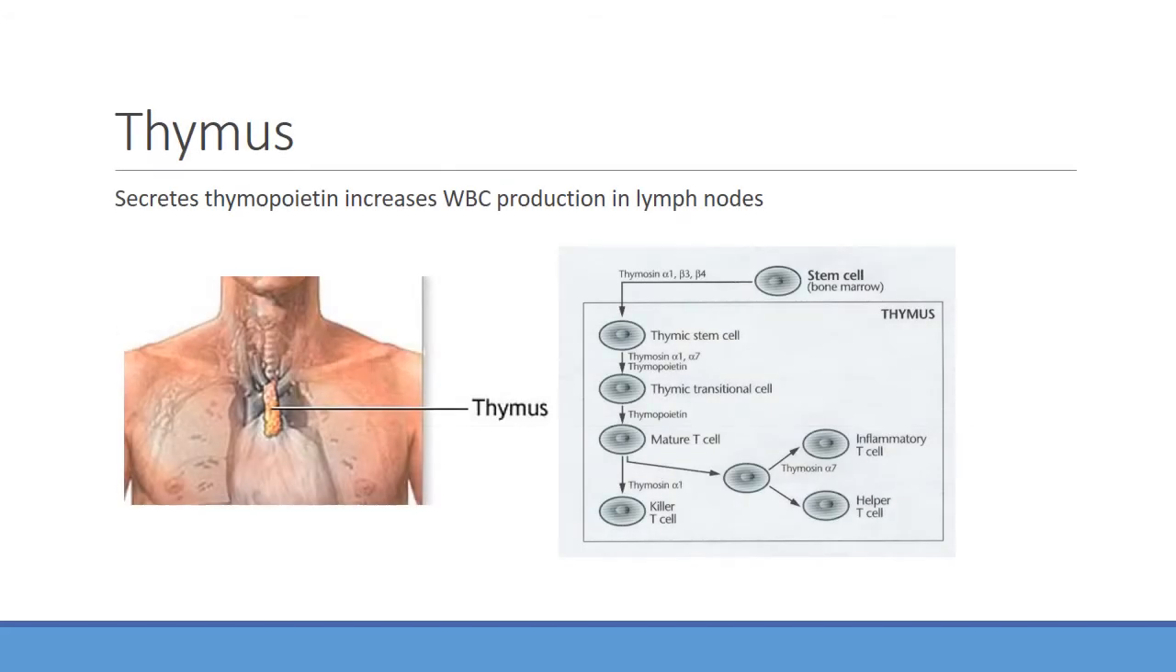Okay, then we have the thymus. What's made in the thymus? T cells. Yeah, a lot of white blood cells are in the thymus. And this is going to be regulated by thymopoietin. This is basically going to be increasing our white blood cell production within the lymph nodes. We'll talk a lot more about this when we get to the inflammatory system, I think, in section 2. I'm actually working on those slides right now.